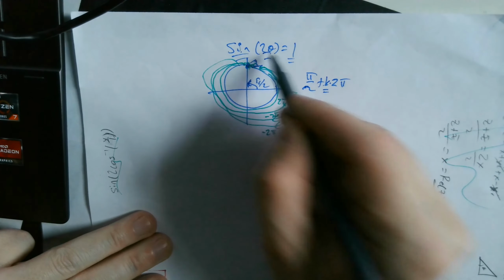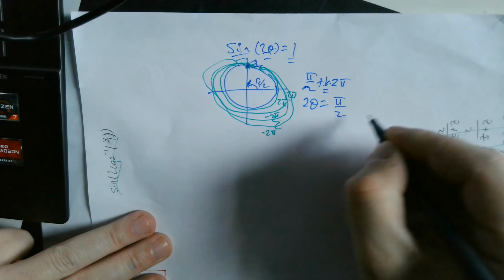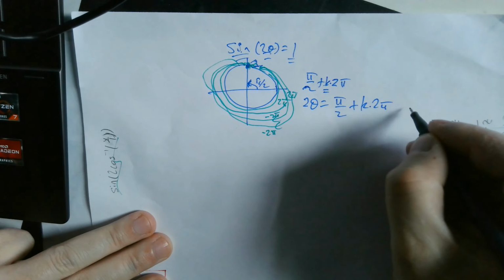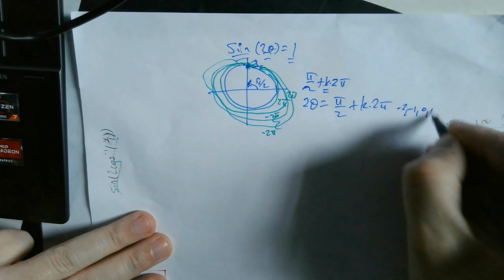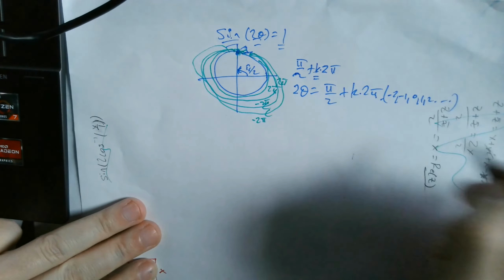So ultimately, our angle 2 theta must be equal to pi over 2 plus this k times 2 pi, where this k is an integer. So like negative 2, negative 1, 0, 1, and 2, and so on, okay? Parentheses around it so it's clear.